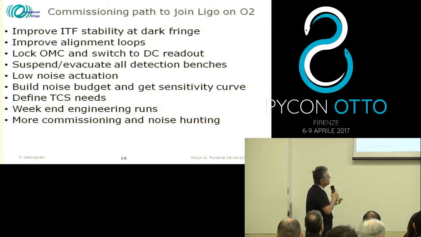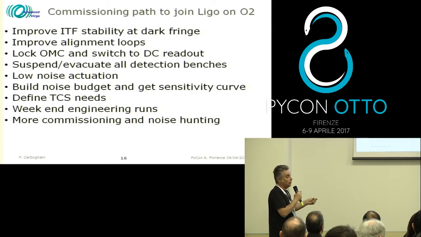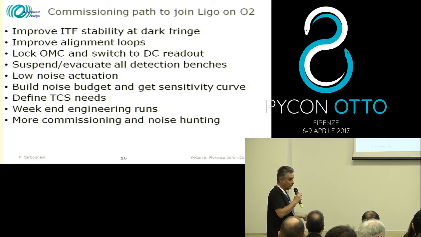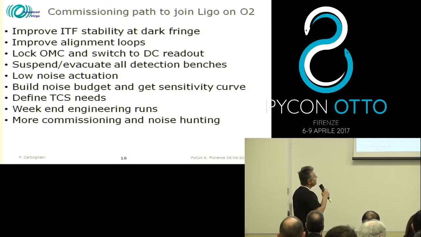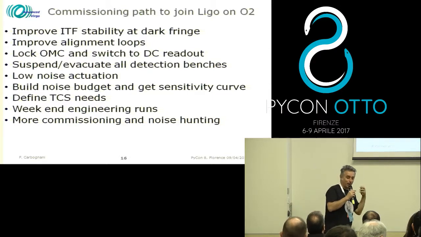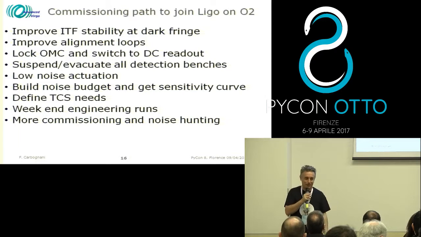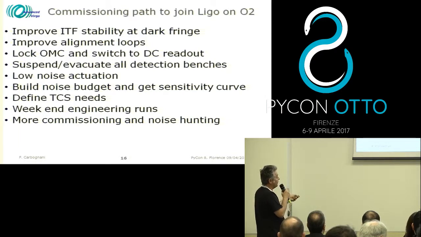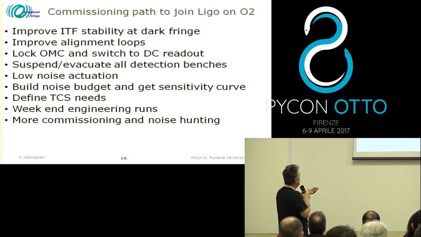Now, what is the path to go? Our goal is clear. We want to join LIGO on the second observation run that is going on at the moment. They are waiting for us, and they always keep asking where we are, how we are doing, and when we can join. And so what we need to do is prove the stability when we are at dark fringe, but as I said, this is something we almost already achieved, so this is basically done.